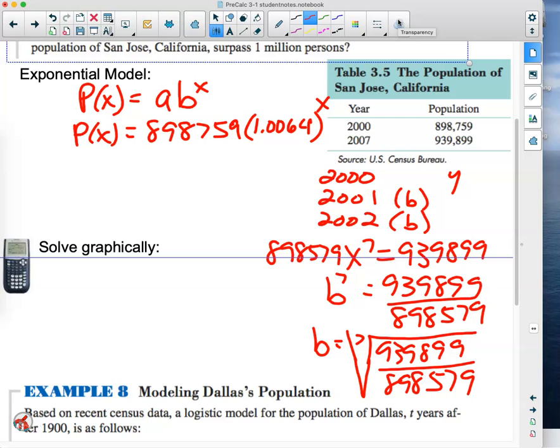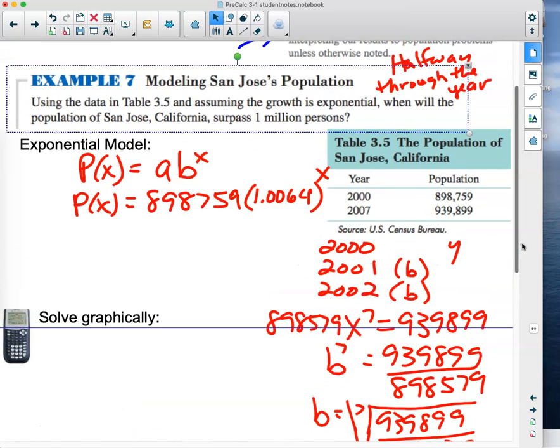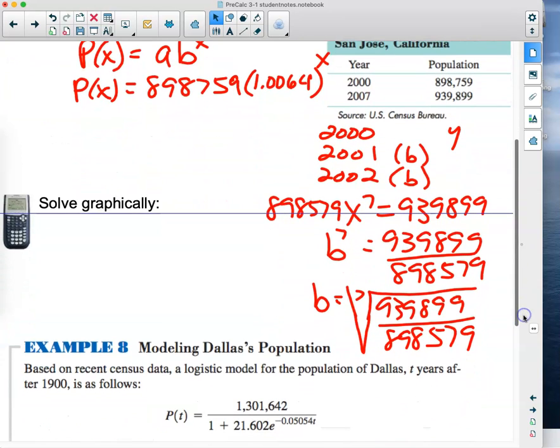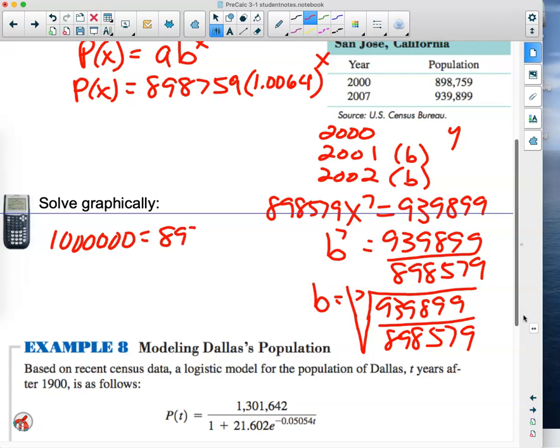And it says solve graphically because we were supposed to figure something out about this. What we had to figure out was, when will this surpass 1 million people? Well, we certainly could just put 1 million over here for P of X, and solve it algebraically using logarithms. You can divide both sides by 898,759 and then take the logarithm of base 1.0064 to finish it up. But we want to see what this model looks like as well.